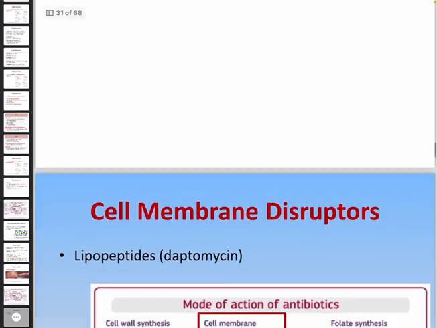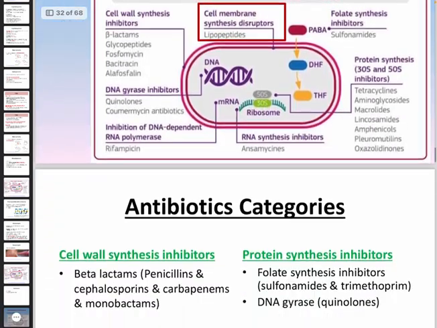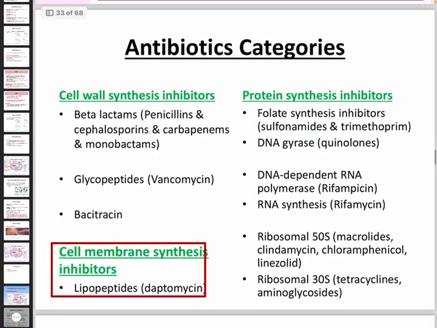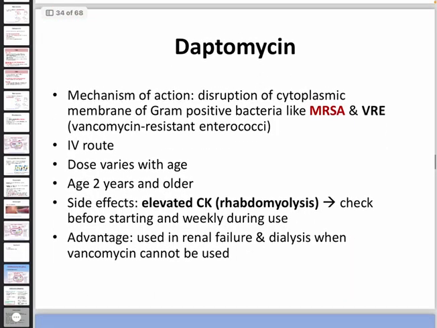Daptomycin is a cell membrane synthesis inhibitor. It causes disruption of the cytoplasmic membrane of specifically gram-positive bacteria, making it very strong against methicillin-resistant Staphylococcus aureus and vancomycin-resistant enterococci. It's given only through the IV route. It can be given above the age of 2 years. However, you need to monitor sometimes for significant side effects like rhabdomyolysis.